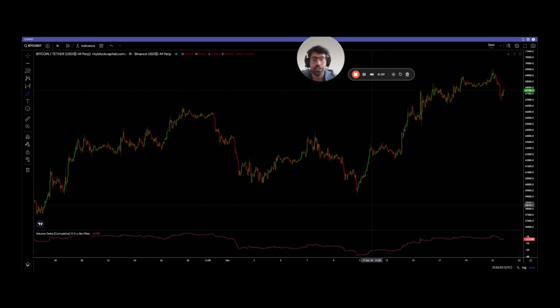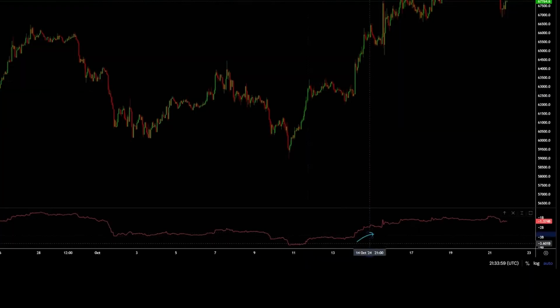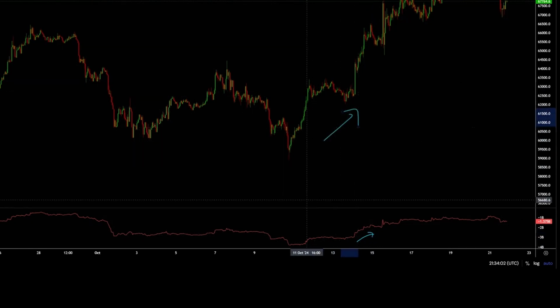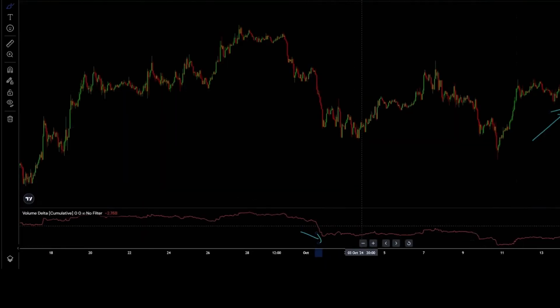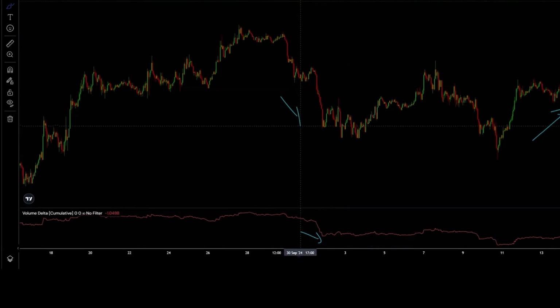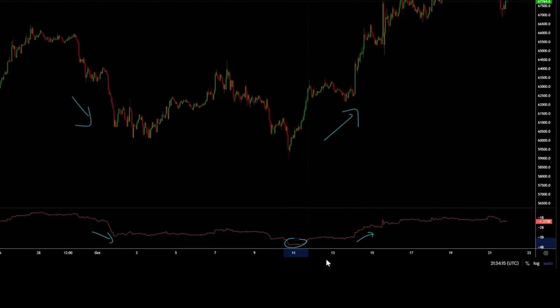In fact, as you would expect, CVD moves a lot of times in the same direction as price. As CVD increases, we see a lot more buying activity. So therefore, we also see price increase. And as CVD decreases, we're seeing a lot of selling activity. So therefore, price is also decreasing. We can also notice that as CVD creates lower lows, price can also make lower lows.